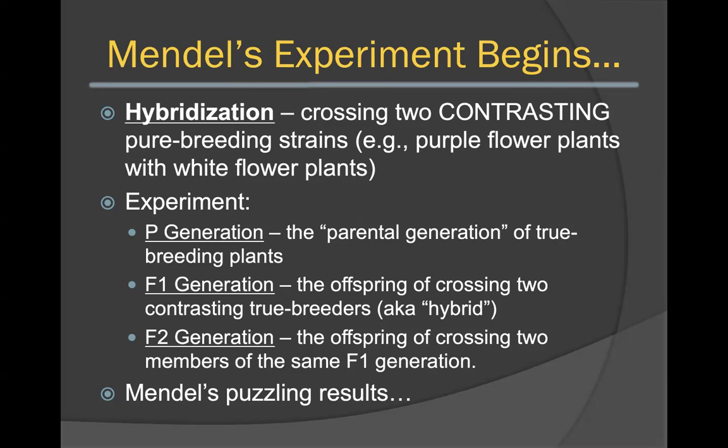In his experiment, we can clearly define these generations and what their characteristics were. The parental generation in his instance had the true breeding plants, purple flowered and white flowered. When he crossed these two together, he got the F1 generation, and the F1 generation were all considered to be hybrid because they had both traits from the parent. When the F2 generation was determined, he found some puzzling results. Once again, this F2 generation would have been obtained from crossing individuals from the F1 generation.